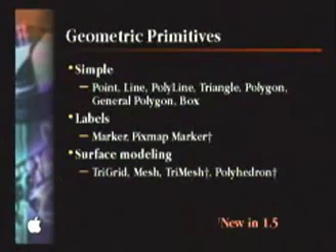In 1.5, we have introduced a new set of geometric primitives to our already rich set of primitives. In the area of labeling, we have added a pixmap marker, which is similar to our existing bitmap marker. However, it allows you to have full-color pixmaps as markers. We've added two new surface modeling primitives. In addition to our trigrid and mesh, which were previously released, we've added the trimesh and the polyhedron. I'll be going over those a little bit more.